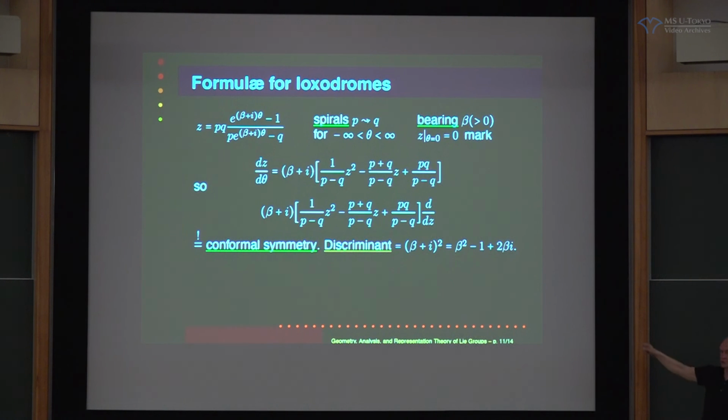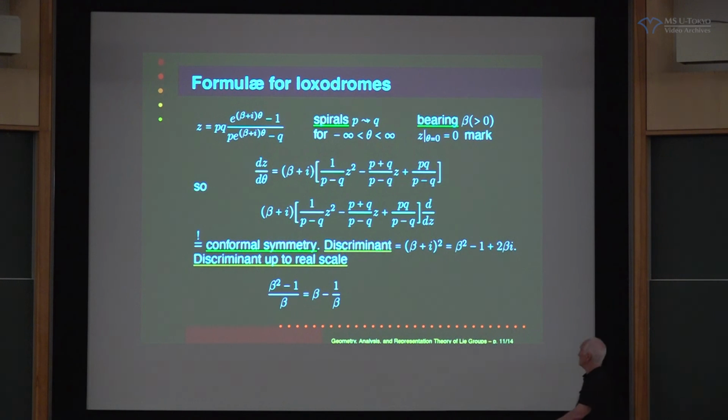If you work out what the discriminant is in this case, it's that. So all of these P's and Q's cancel out, as they must. And so up to real scale, you may as well just take the real part of this and divide it by half the imaginary part. You'll get beta over 1 minus beta, which is perfectly equivalent to the bearing. So if beta is a positive number, that's equivalent to specifying that this invariant be any other positive number.